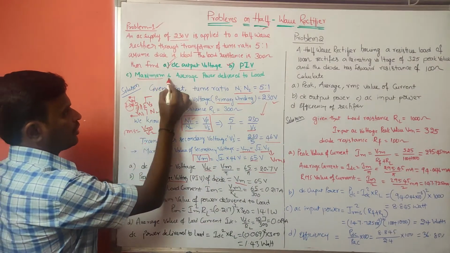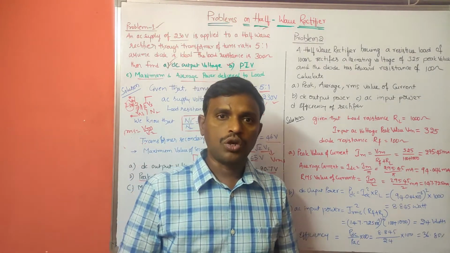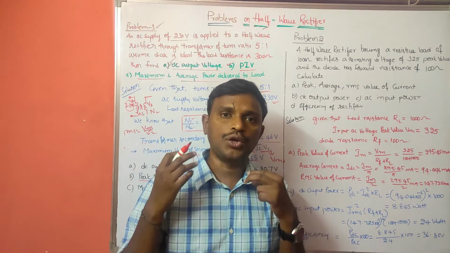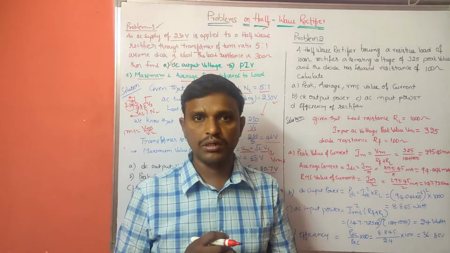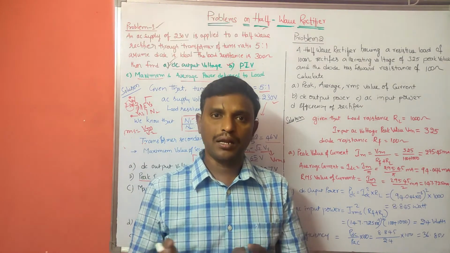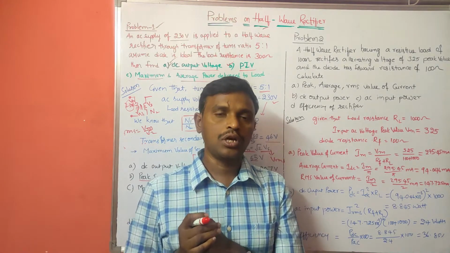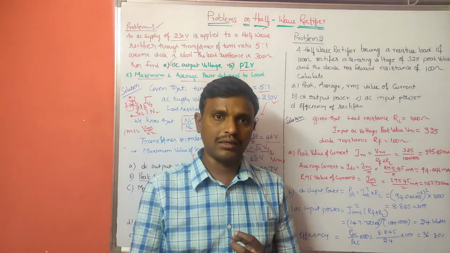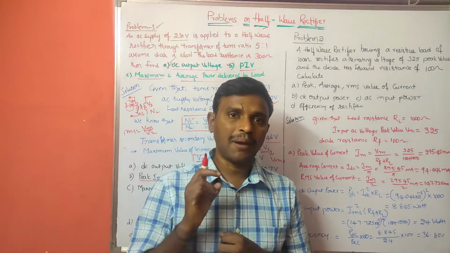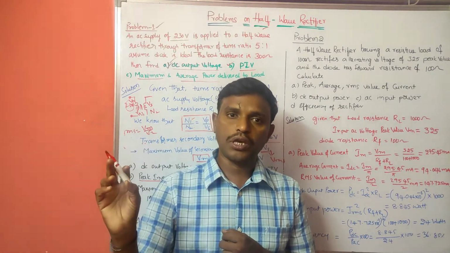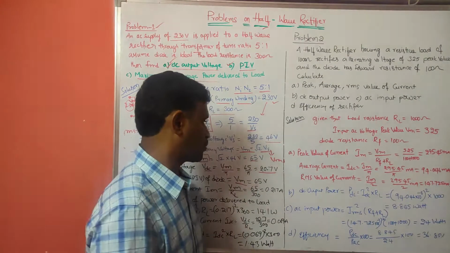Next, we have to calculate the maximum and average power delivered to the load. If you know the maximum current, you can find out the maximum power delivered. The maximum power delivered is Im square into RL. Therefore, if you find the maximum current and multiply Im square with RL, you get the maximum power delivered to the load. That's why we are considering RL.